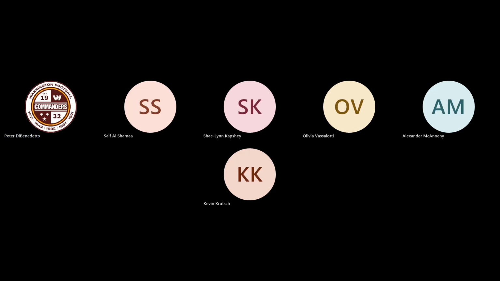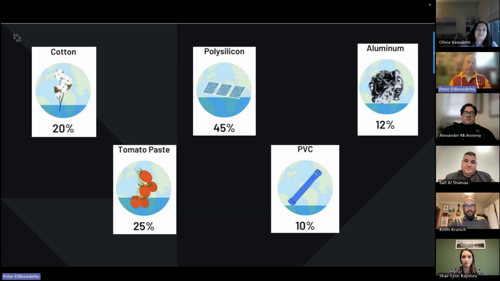Great. So setting context, what we're going to be talking about today is forced labor. So with that being said, this is the start of my demonstration. Can anybody tell me what these percentages represent on each of these raw materials? Why are these important?